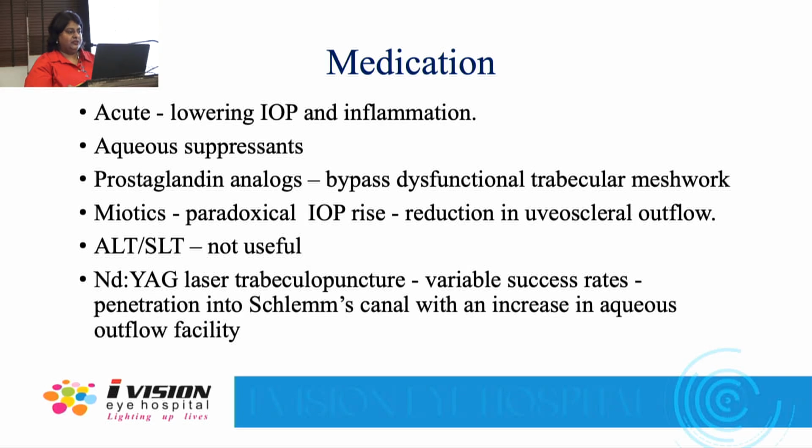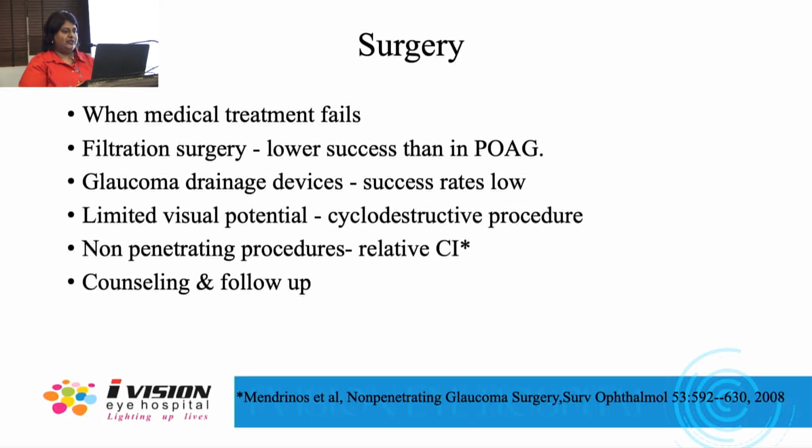So medical management is along similar lines: lowering IOP with aqueous suppressants. Prostaglandin analogs bypass the dysfunctional trabecular meshwork, so they are better used. Miotics paradoxically increase the IOP. ALT and SLT are not useful in angle recession because the trabecular meshwork is damaged. And for surgery, studies have shown it has a little more risk of failure, but it is managed the same way as other open angle glaucomas.